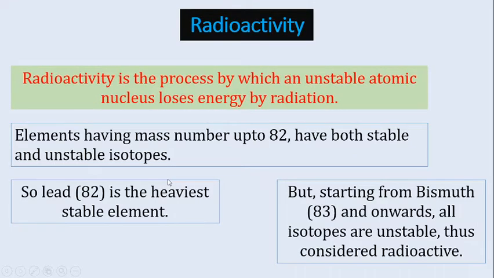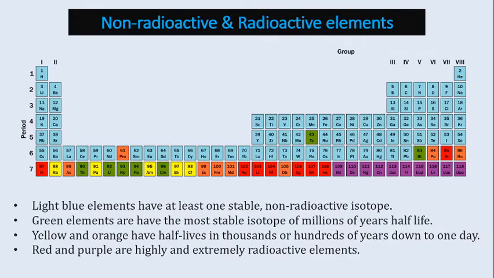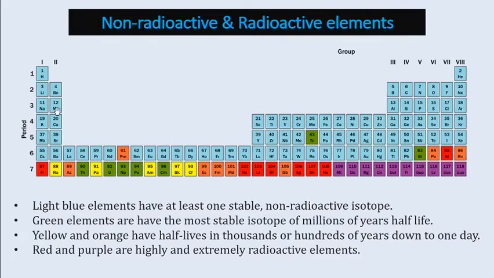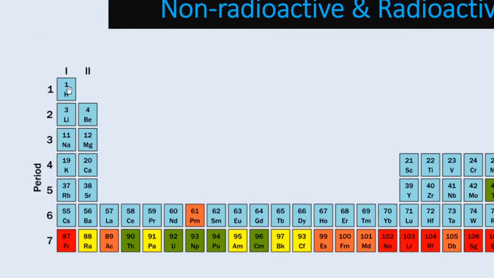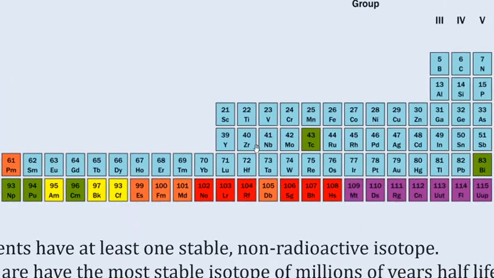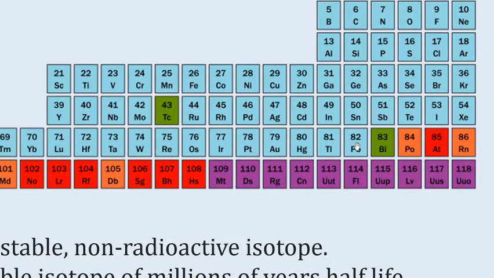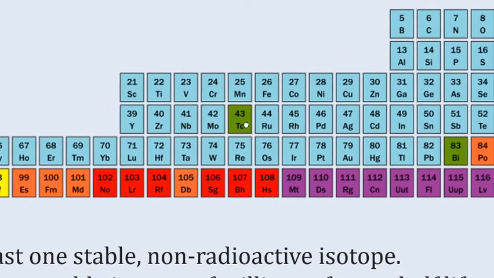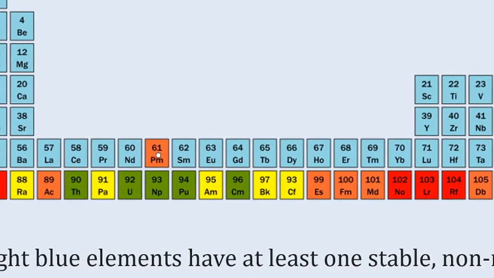That means starting from 1 to 82, they are called stable elements, and starting from 83 and onwards, they are called radioactive elements. So here we see a periodic table. This periodic table shows that the stable elements are light blue in color. Starting from hydrogen and ending at lead, they are all stable elements. But there are two exceptions among them: 43 technetium and 61 promethium. They don't contain any stable isotope, so they are always radioactive.